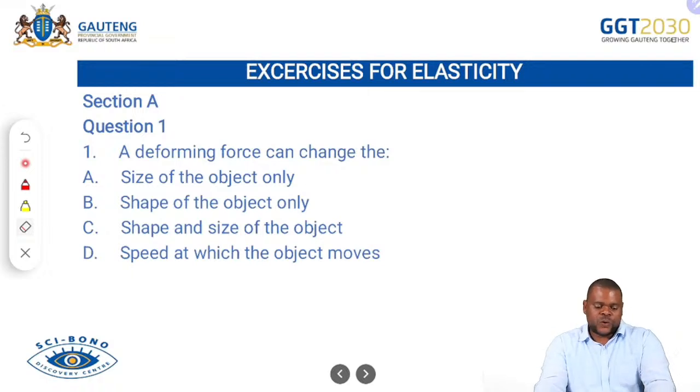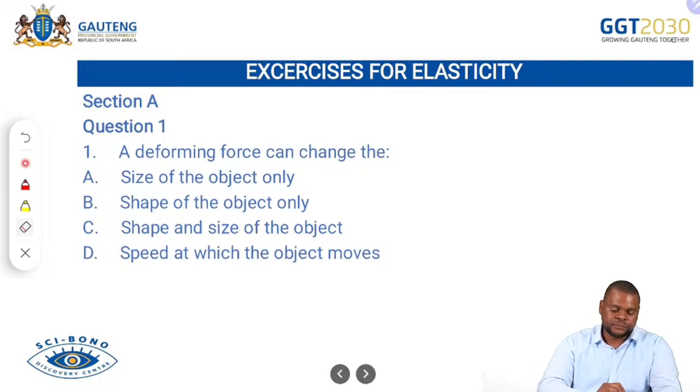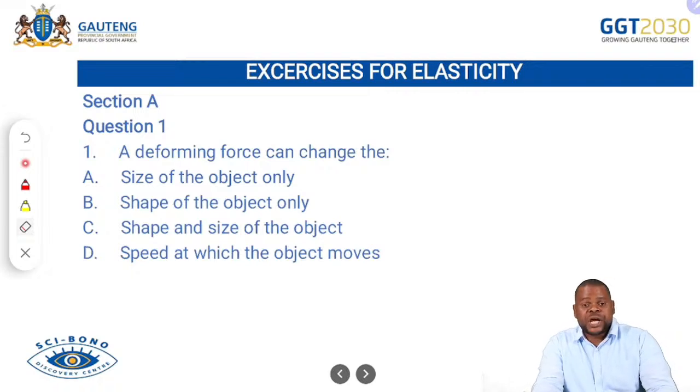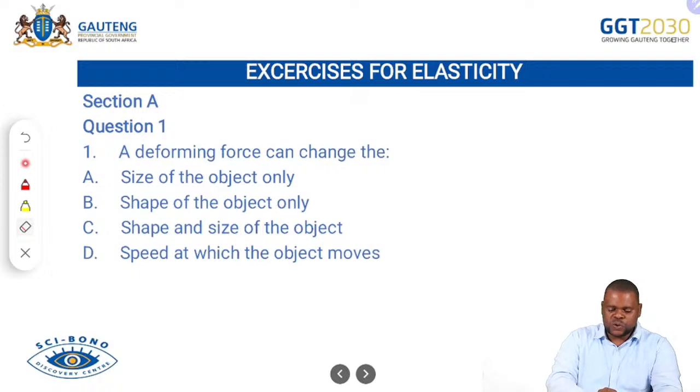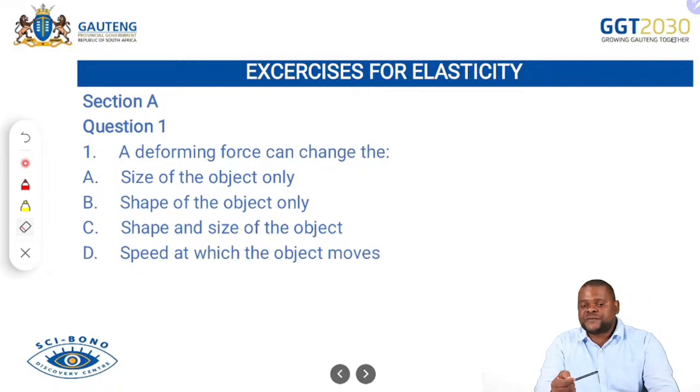Let's do this together. Question 1. It says, a deforming force can change, is it the size of the object only, the shape of the object only, the shape and size of the object, or the speed at which the object moves? We can see that D is totally out. Then we're looking at the 3 options that are left. It's either going to be the size, the shape, or both the size and the shape. But according to the definition, we know that it is C because it changes what? The shape and the size of the object.